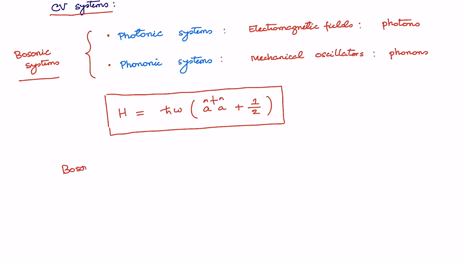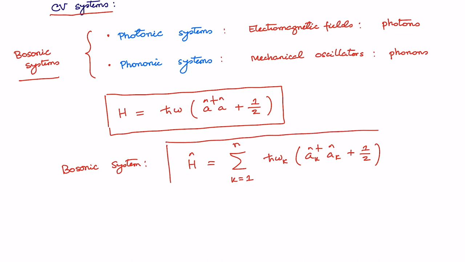For a bosonic system, the Hamiltonian we can write as a collection of independent harmonic oscillators. Suppose the kth mode is oscillating like a harmonic oscillator, so you'll have h cross omega k, a k dagger a k plus half. So this is for a collection of harmonic oscillators.